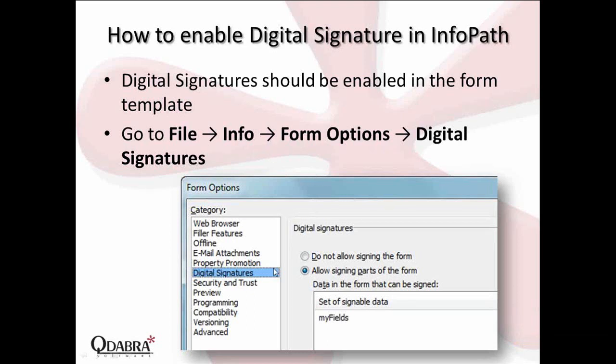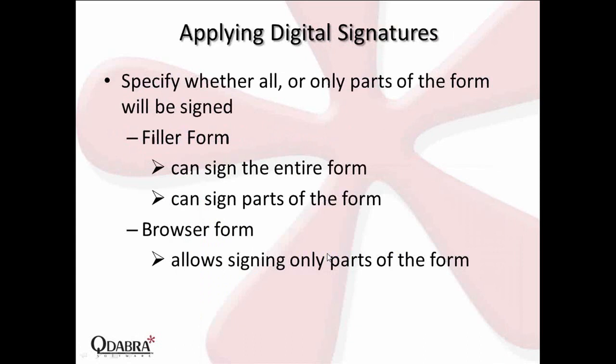And so this is a screenshot of my form options. And here I selected the option to allow signing parts of the form. And you may be wondering why InfoPath is only allowing to sign parts of the form and not the entire form. It's because when applying digital signatures, InfoPath lets you decide to specify whether all or only parts of the form will be signed. And these options depend on the type of the form you're using.